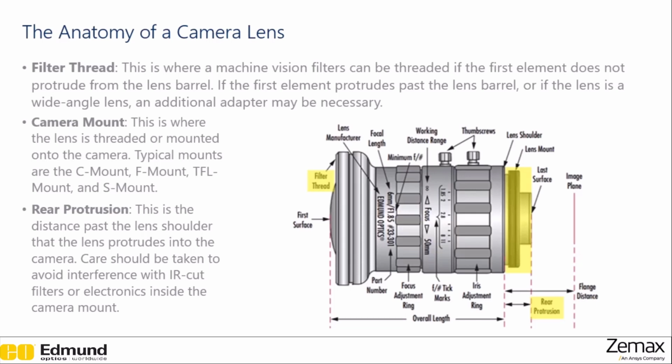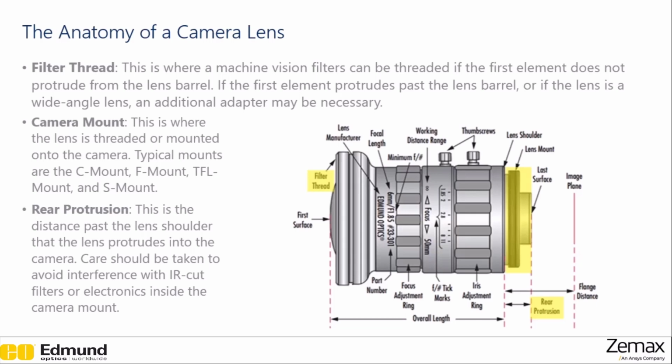The camera mount is where the lens is threaded or mounted onto a camera. Typical mounts are C mounts, F mounts, TFL mounts, and S mounts. So there are various types. These have been designed to be compatible across systems, so you may be able to use the same lens on many different camera systems.